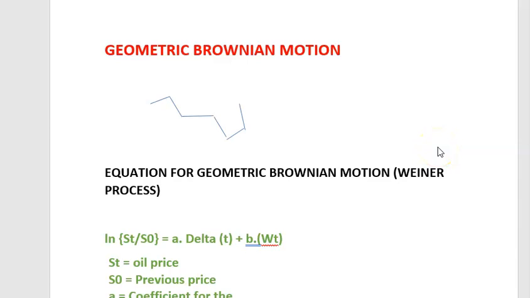Good afternoon, everyone. In the previous webcast, I did the Monte Carlo simulation. Now we will look into geometric Brownian motion. What is geometric Brownian motion?